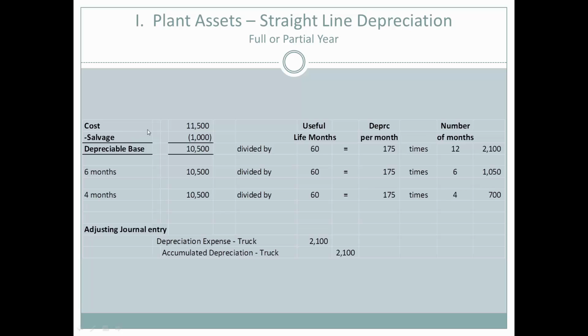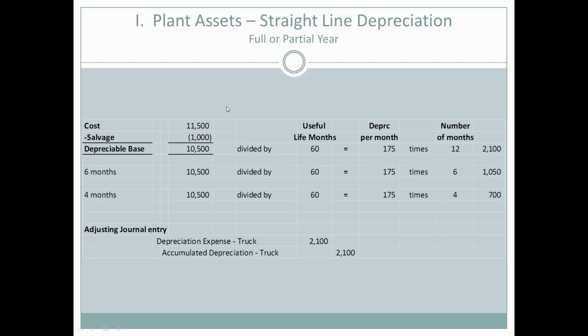We're going to take the cost minus the salvage, which will give us our depreciable base, and then we're going to divide it by the number of months the asset will be in production or its useful life. So we said 5 years, 12 months, so that will be 60 months. The depreciation per month will be $175. We're going to multiply that by 12 to get an annual depreciation. So our annual depreciation would be $2,100.